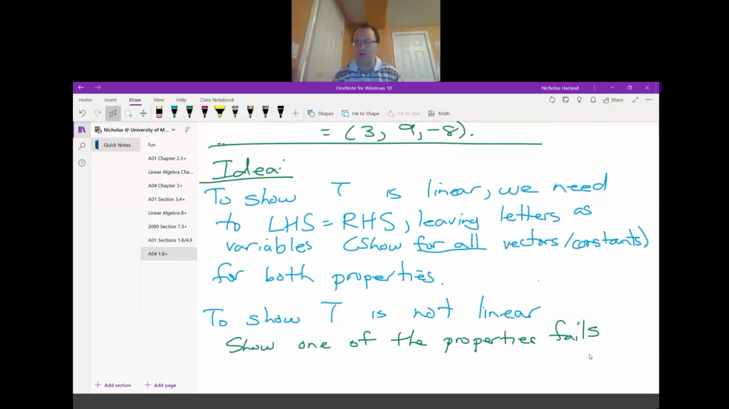And how do we show one of these properties fails? Someone said the left-hand side is not equal to the right-hand side, and that's certainly true. Do we have to show the left-hand side is not equal to the right-hand side for all of the vectors? For one of the vectors, can we plug in numbers? Yes, to show it's linear, both have to have the left and right-hand sides equal. So we want to show the left-hand side is not equal to the right-hand side for all of them?